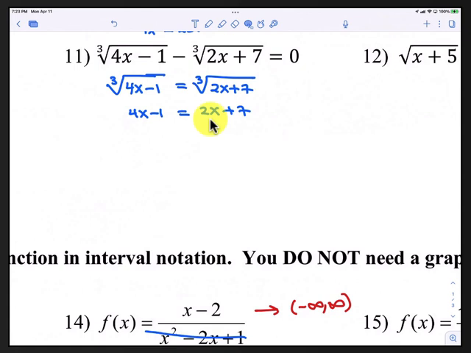Now we'll just need to get all the x's on one side. So if we subtract 2x from both sides, we get 2x minus 1 equals 7. And then adding 1 to both sides, we get 2x equals 8. And then dividing by 2, we get x equals 4. And it's true that if you plug in 4 for both of these x's, it would give you 0. So x equals 4 is our solution.